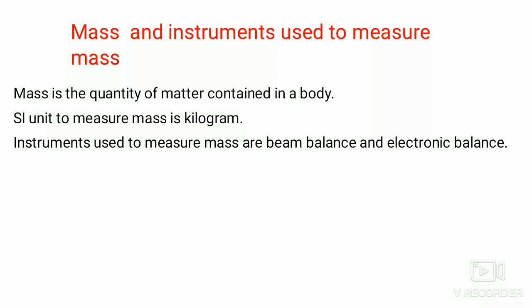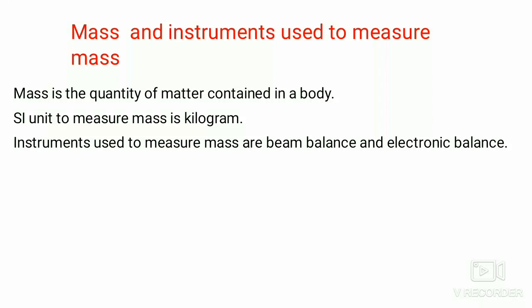The object to be weighed is placed on the left pan and the standard weights are placed on the right pan till the beam becomes horizontal. The total of the standard weights placed gives the mass of the object.